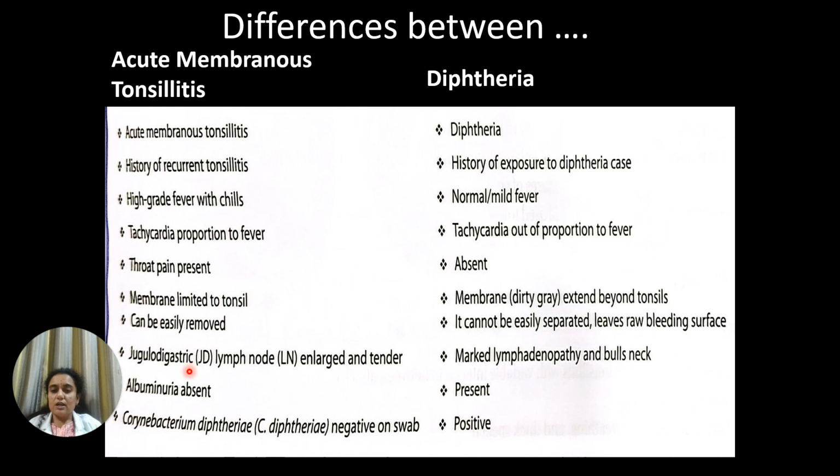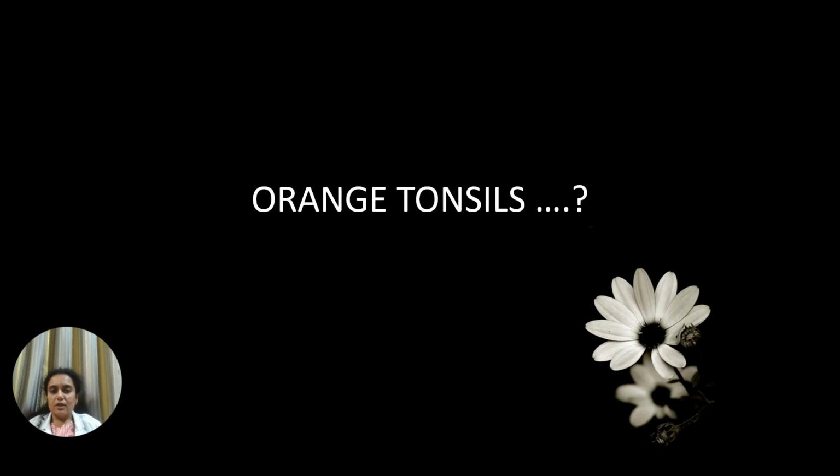In acute membranous, jugulodigastric lymph nodes are enlarged and tender. In diphtheria, we have marked lymphadenopathy, a bull's neck. In acute membranous, albuminuria is absent, whereas albuminuria is present in diphtheria. Corynebacterium diphtheriae is negative when a throat swab is taken for culture and sensitivity in acute membranous, whereas it is positive in diphtheria. So these were a few differences.